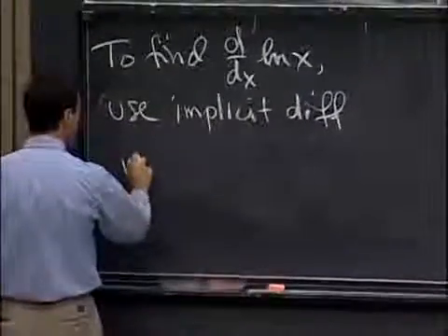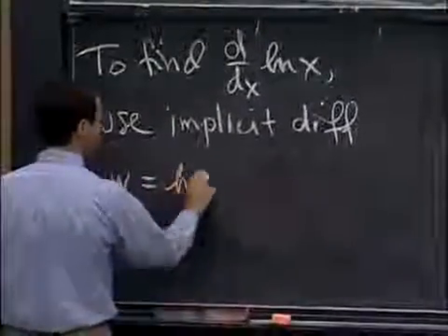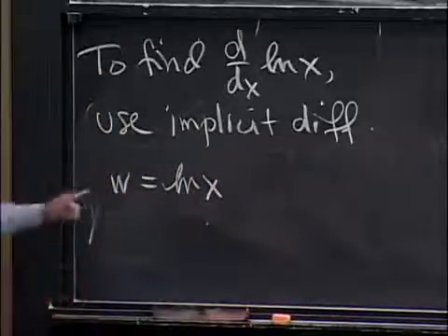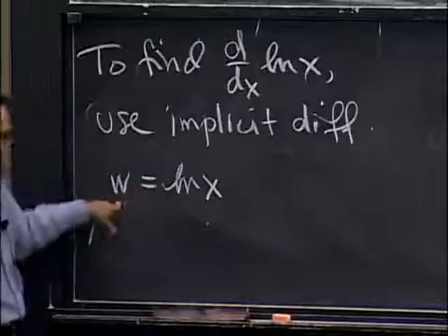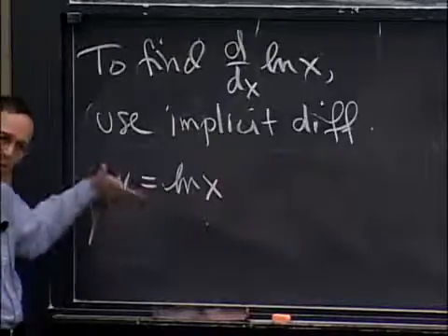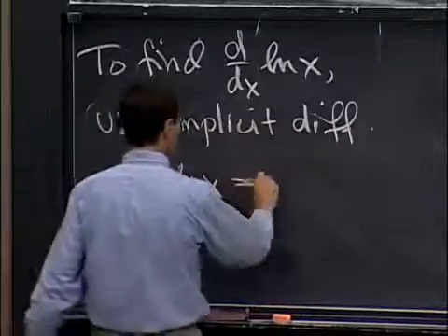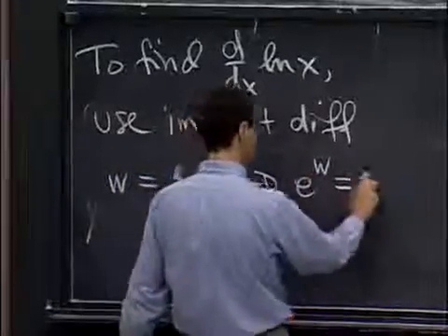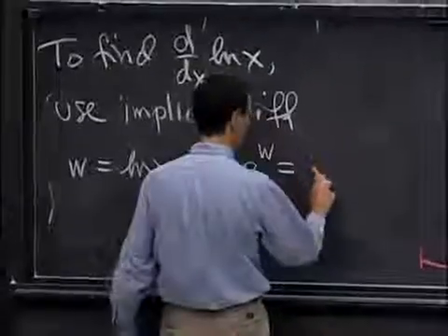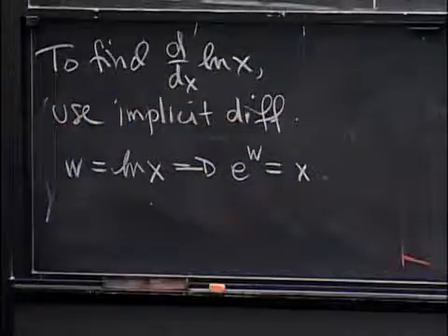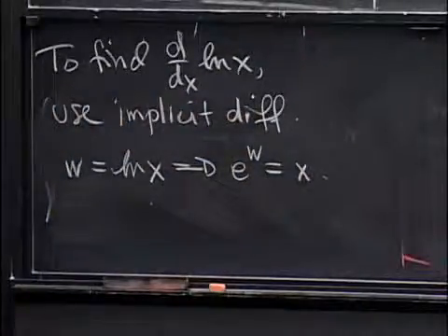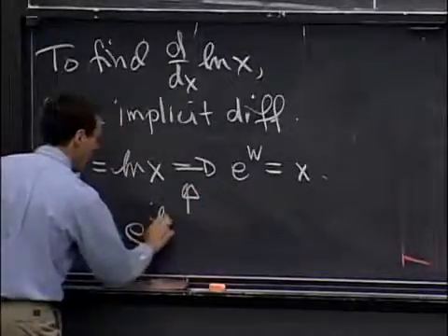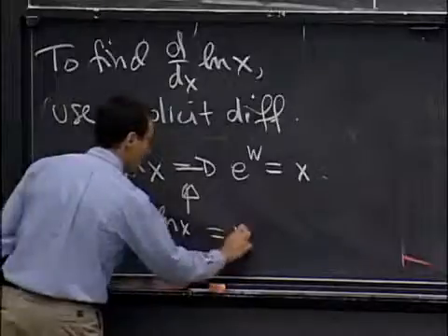You write down here w is equal to log x. All right, here's the function. We're trying to find the derivative of w. But now, we don't know how to differentiate this equation. But if we exponentiate it, so that's the same thing as e to the w is equal to x. All right? Right, because let's just stick this in here. E to the log x is equal to x.